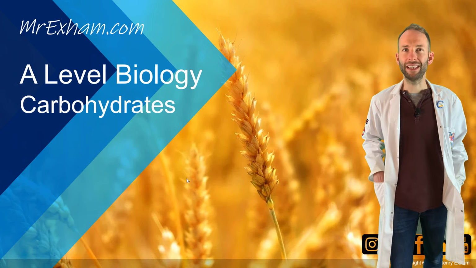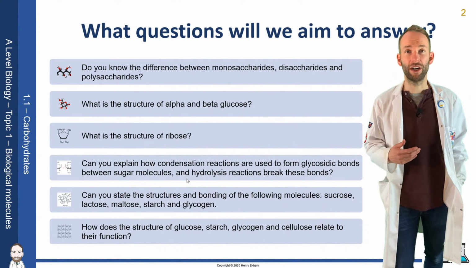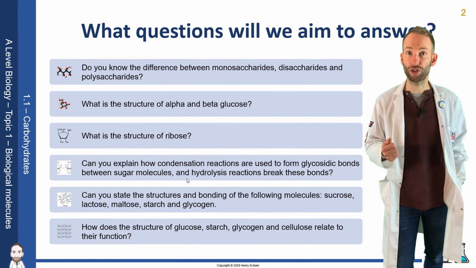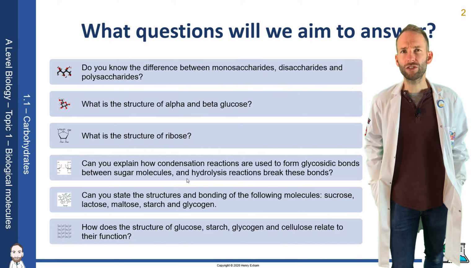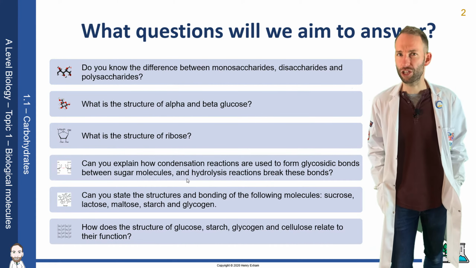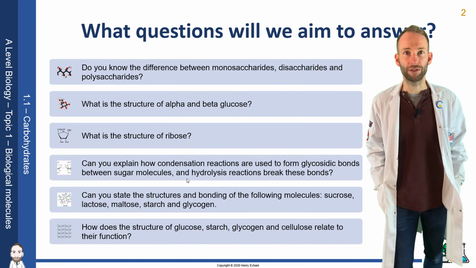So what are we going to learn about in this lesson? Well, we're going to learn about the difference between the different types of carbohydrate, as I said, based on their size: monosaccharides, disaccharides and polysaccharides. We're going to look at the structure specifically of glucose and the two types of glucose, which are alpha and beta. And we're also going to look at the structure of ribose.